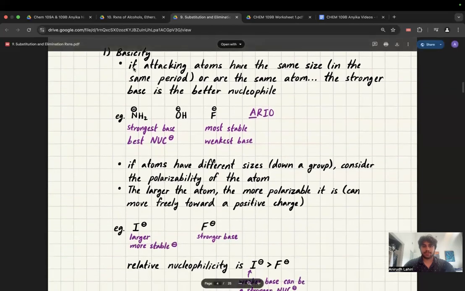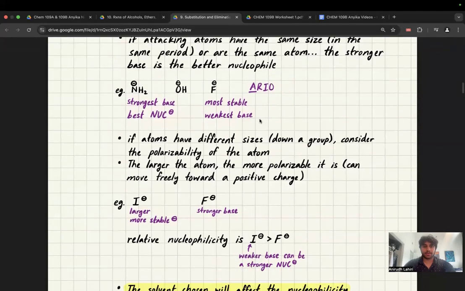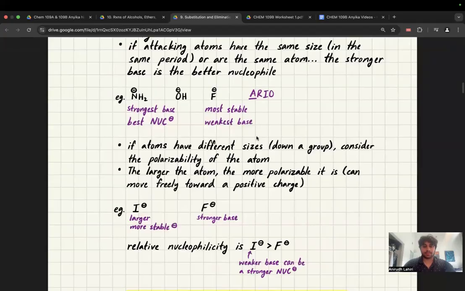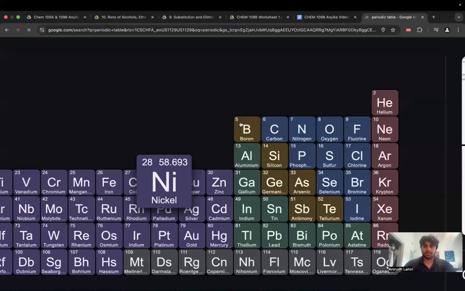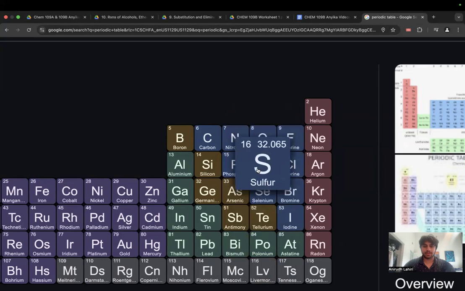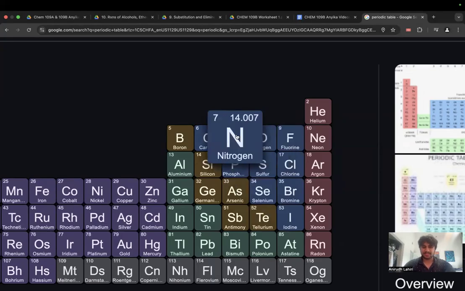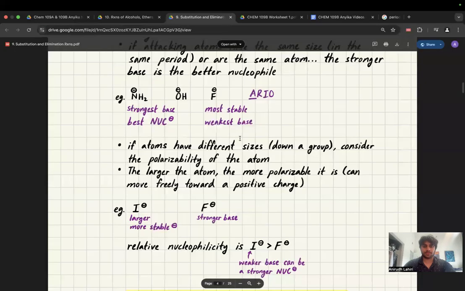Okay, basicity. If attacking atoms have the same size in the same period or the same atom, the stronger base is the better nucleophile. Okay, stronger base. This is just ARIO, the mnemonic that we learned back in 109A. If atoms have different sizes, we're comparing down a group. So we consider the polarizability of the atom. All this is saying is that when we're comparing down, we care more about the size, right? Because 16 is much smaller than 32, double the size, so it really makes a difference versus 14 to 16, where 16 is bigger, but not dramatically bigger. That's why we care more about another effect. We care more about electronegativity.